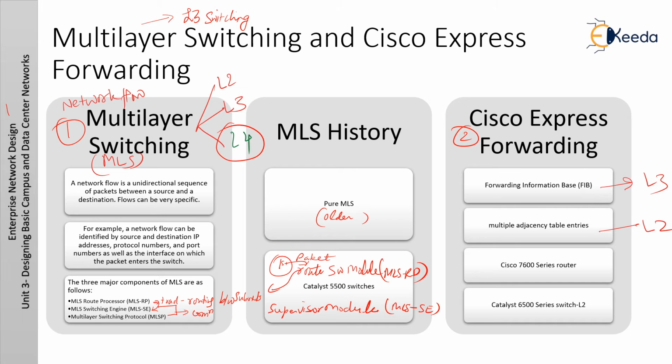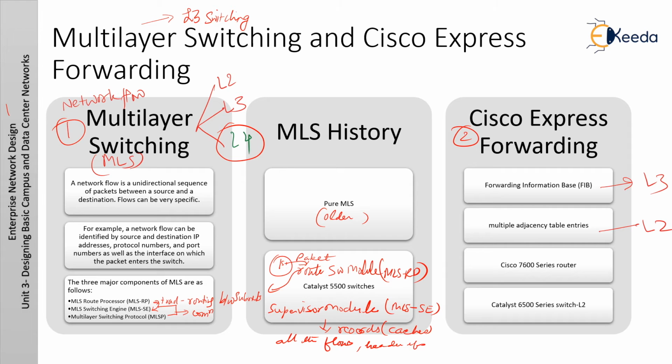Whereas the MLS SE records or caches. What is cached? All the flows, all the header information. All subsequent packets in the identical flow are hardware switched by the MLS SE.